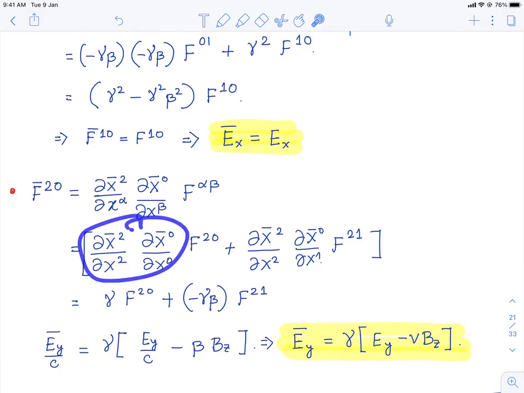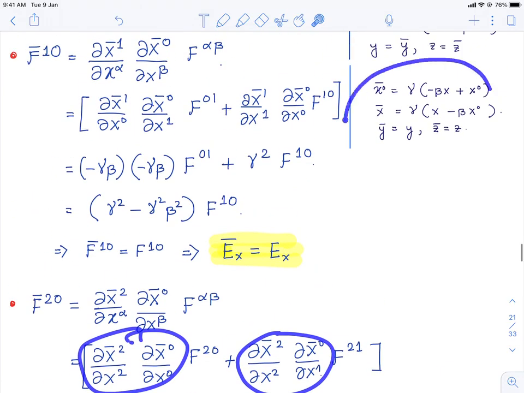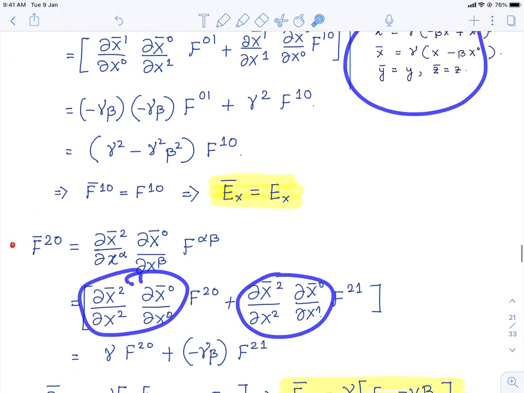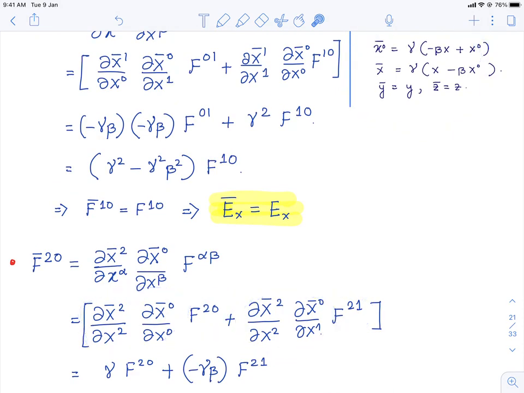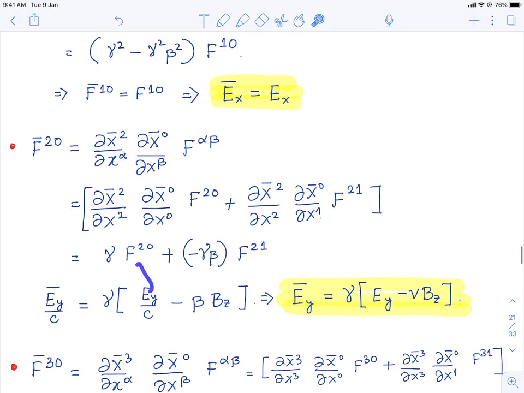Now you can read out these terms from this expression here. Once you read them off and you know what these field strength components are in terms of the electric and magnetic field, you get an expression which says that the y component of the electric field in the bar frame, or the S bar frame, or the prime frame, is related to the Ey component in the unprimed frame and the Bz, the z component of the magnetic field in the unprimed frame. This just comes out of these transformations.